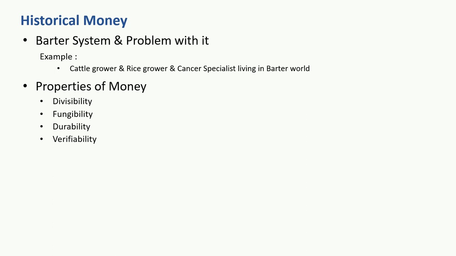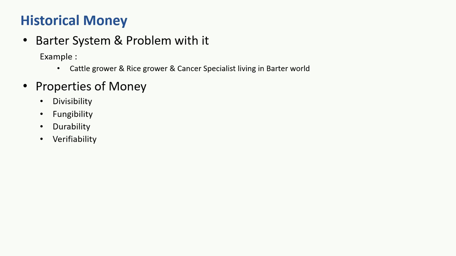Okay, so what was the problem with the barter system, and why do we need a fiat currency? That's what we are going to look at. For that we are going to assume an example where in a community we have a cattle grower, a rice grower, and a cancer specialist. Okay, so these are a few things available in the community.